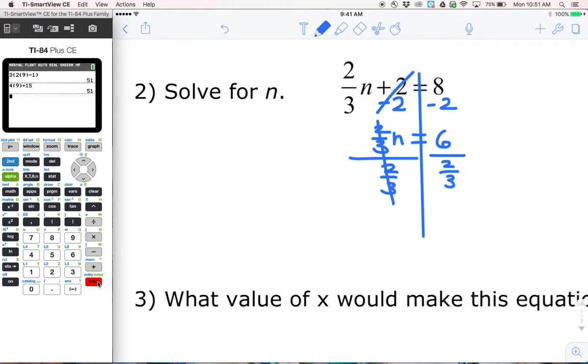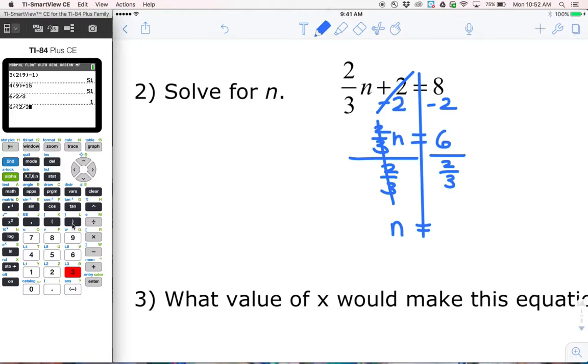Now, it's very important that since we're going to use our calculator, we do it correctly. You can type in 6 divided by 2/3. Now, if you type it in like this, it will be wrong. This is the wrong answer. If you're going to type it in like this, you need parentheses. So 6 divided by, and then 2/3 in parentheses.